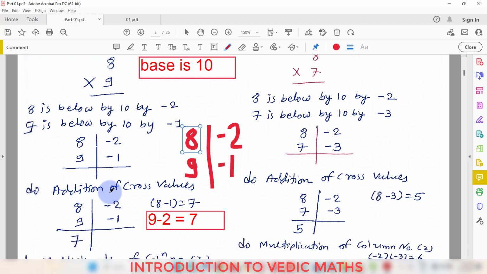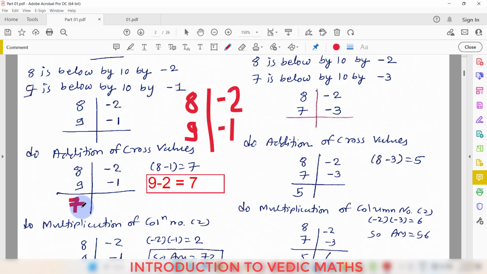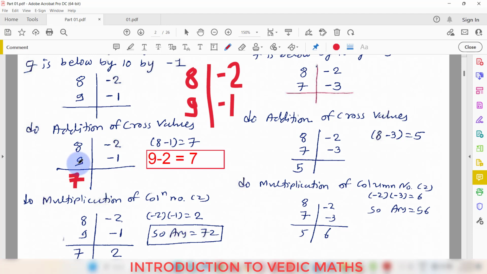Now we will do the cross value addition or subtraction. So what is the cross value? 8 minus 1. Here, this is my cross, this and this. So 8 minus 1, that is 7. So here I can write 7. Or if you do 9 minus 2, that is also 7. So any one of the ways that you can prefer.